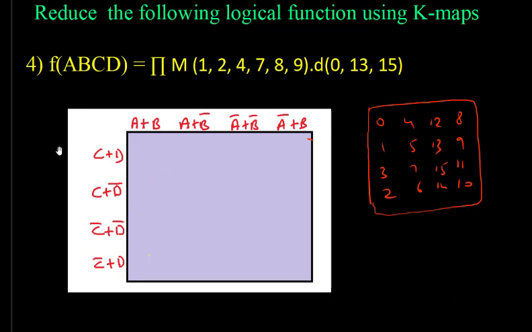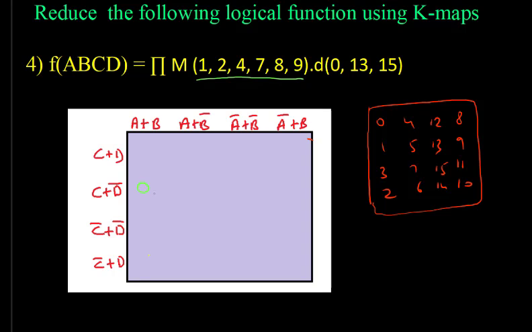Now let us see one last example. Here we have F of ABCD equal to capital sigma capital M 1 2 4 7 8 9 dot D. So this D means don't care. In case of SOP we have small m and a plus sign, but here there is a dotted AND sign. So D 0 13 and 15. We put the zeros first. All these cell numbers should be 0.